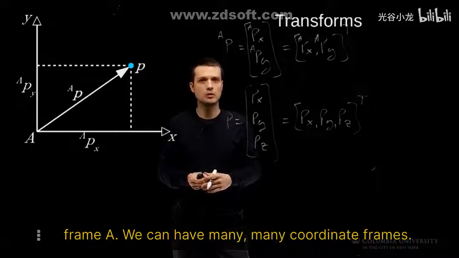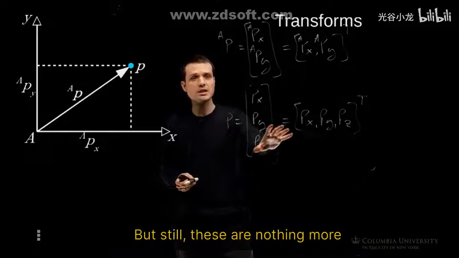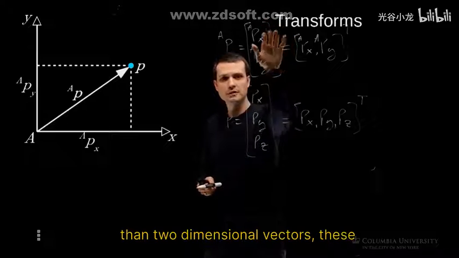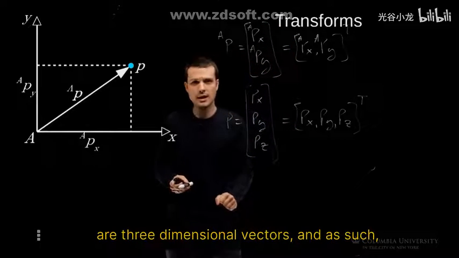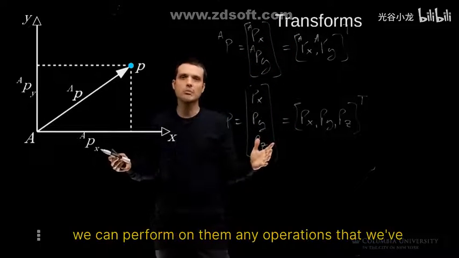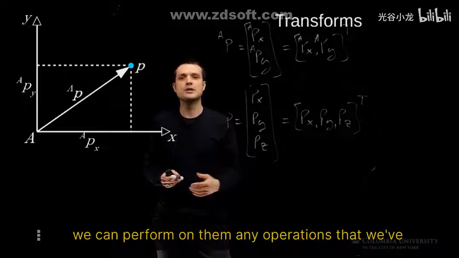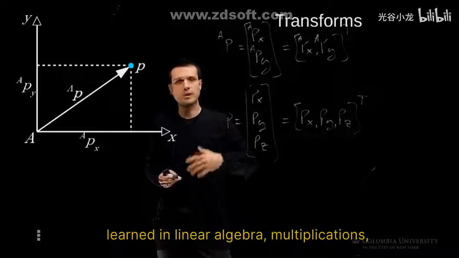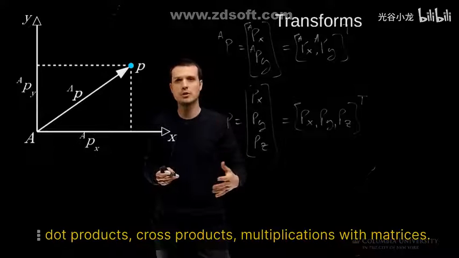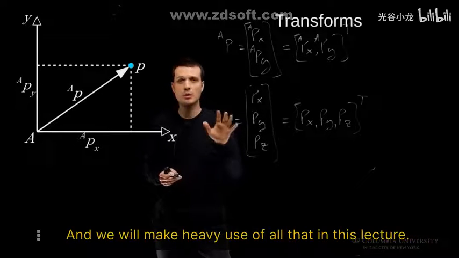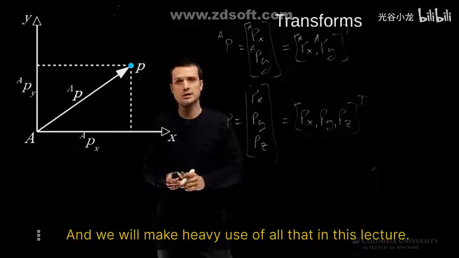We can have many coordinate frames. But still, these are nothing more than two-dimensional vectors. These are three-dimensional vectors. And as such, we can perform on them any operations that we've learned in linear algebra: multiplications, dot products, cross products, multiplications with matrices. And we will make heavy use of all that in this lecture.